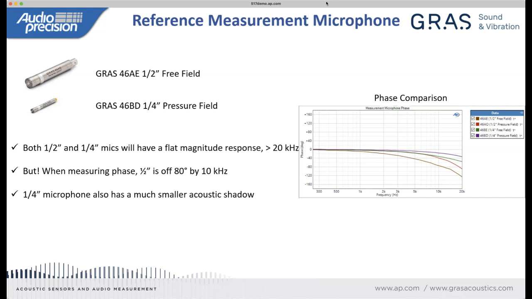So one advantage of the 1/4-inch microphone is if I want to measure phase relative to my reference microphone, the reference that I'm using will be better if it's a smaller microphone. The other thing is, of course, the 1/4-inch microphone is just physically smaller, and that means that I can physically put it closer to the microphones under test without interfering with that sound field.